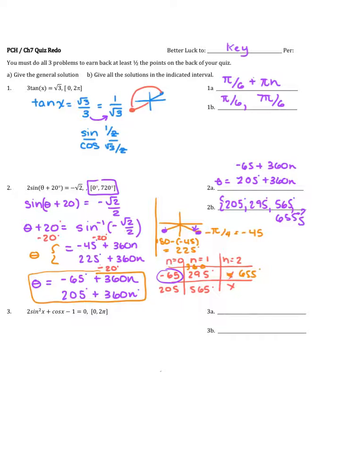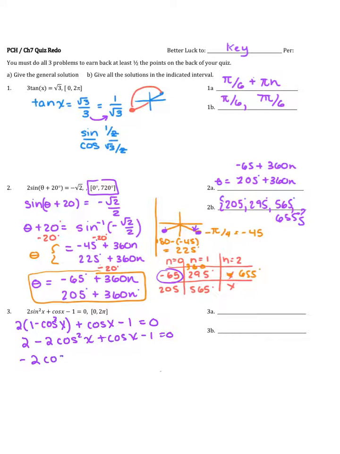Okay, then we get to our last equation. So notice it looks like a quadratic, but you have 2 different trig functions. So you're always going to want to transform the one that is squared because you can use your Pythagorean property on that. So sine squared is going to become 1 minus cosine squared, and then we're going to want to simplify that. So that's 2 minus 2 cosine squared plus cosine x minus 1 equals 0.